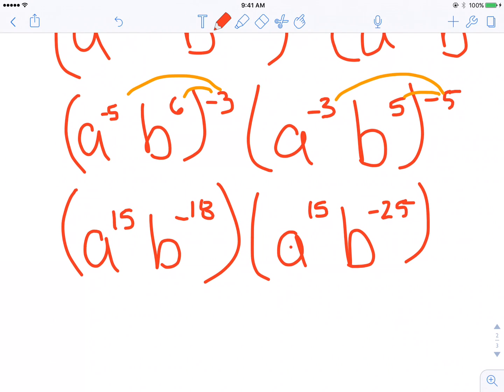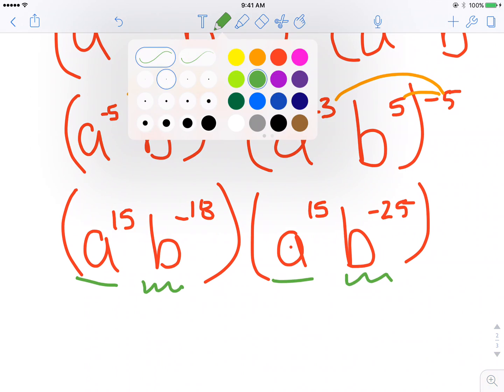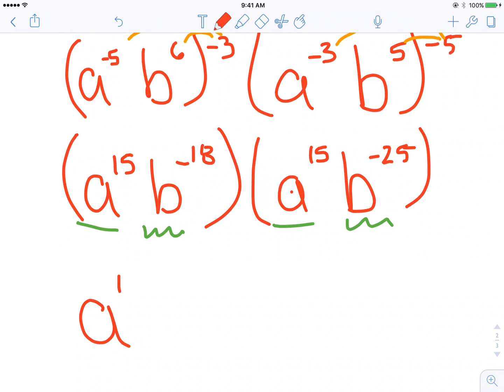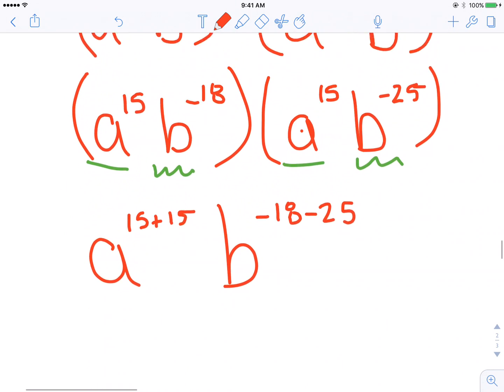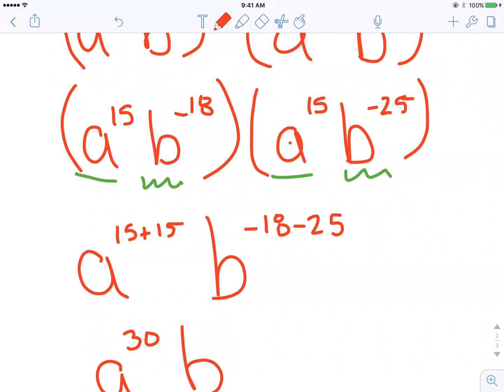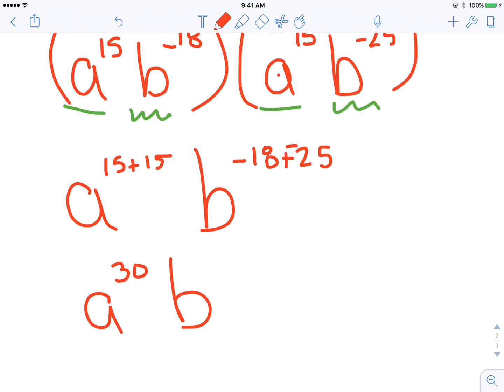And then I'm going to combine these together. I have an a term here, and an a term here, and a b term, and a b term. When I'm multiplying, I'm adding the exponents. So see how I'm remembering all of those rules. A to the power of 15 plus 15. B to the power of negative 18 minus 25. Well, 15 and 15 is 30. B to the power of negative 18 minus, or plus a negative 25, I suppose is proper terminology, plus negative 25 is going to be negative 43.